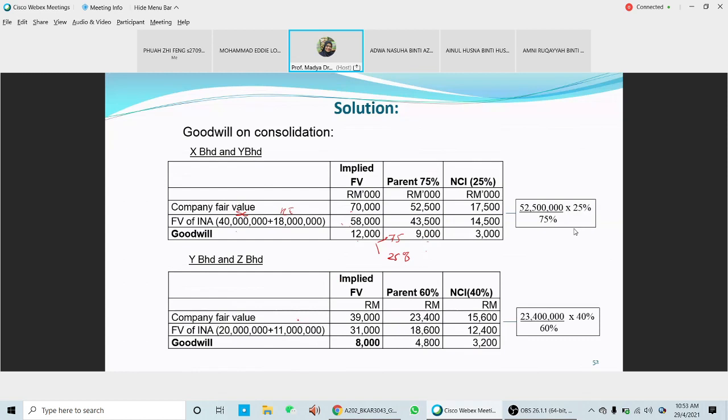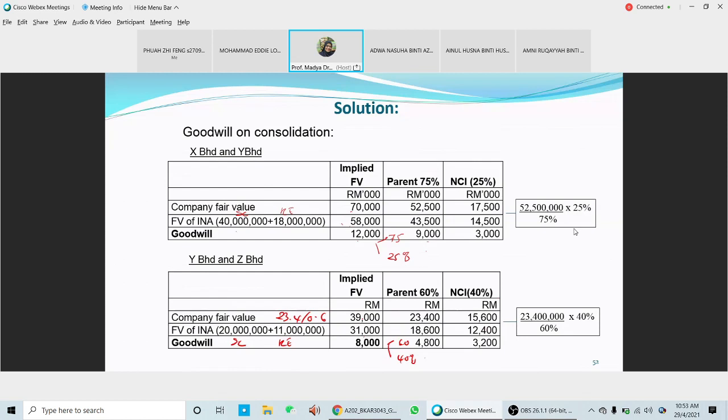Okay, for Z here, company value is 23.4 divided by 0.6. 23.4 divided by 0.6, so you're going to have 39. Asset: share capital 20, RE here is 11, so you have 31. So goodwill 8, 60% to parent and then 40% to the NCI. So you're going to have that amount.